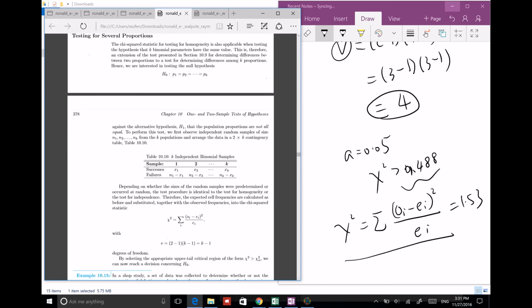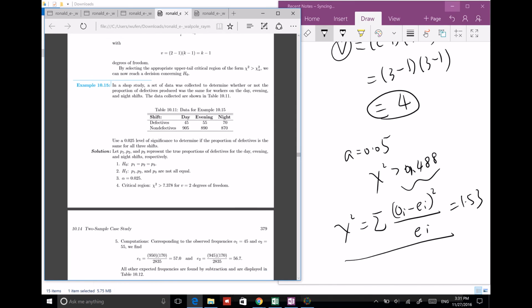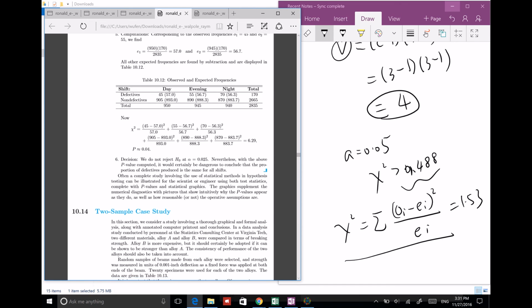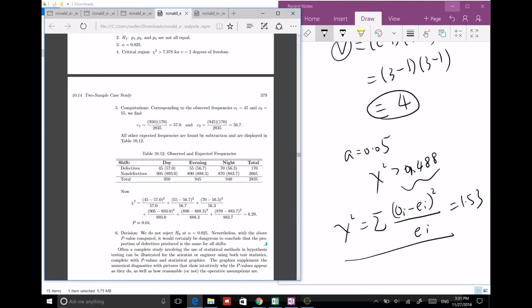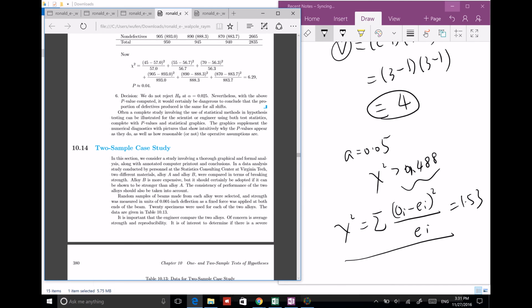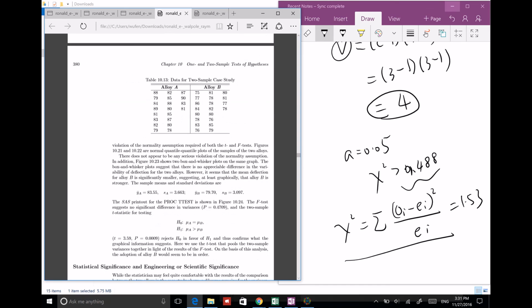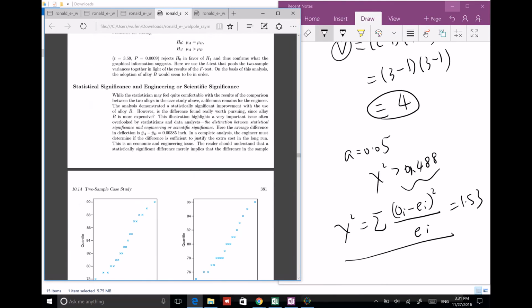A test for several proportions is done the same way, using the same formula. So this is basically the introduction to lesson 12. I hope you have already read all of this content and done most of your homework. In the next video, I'm going to introduce how to do the homework problems.